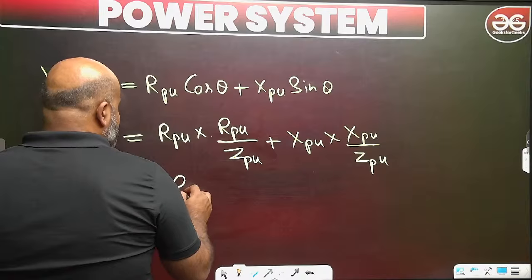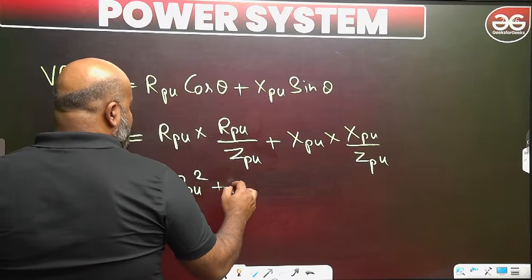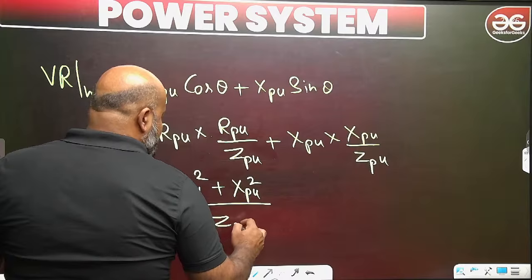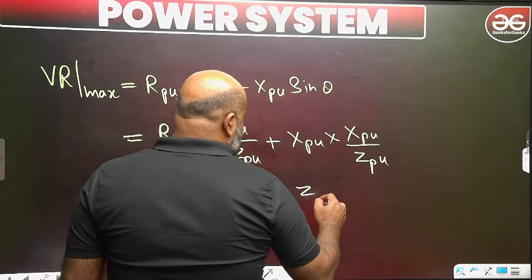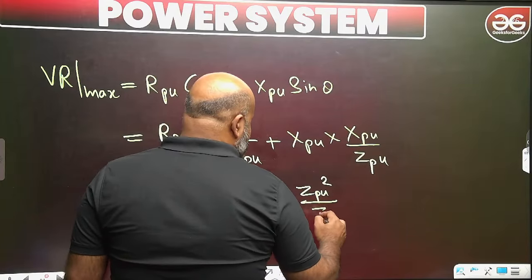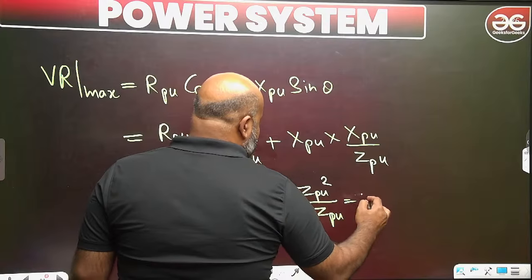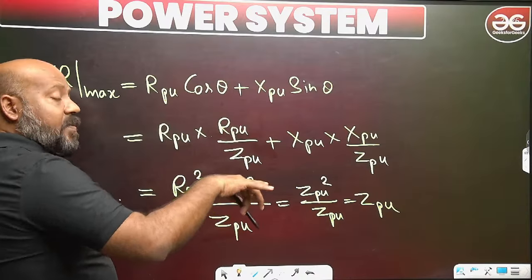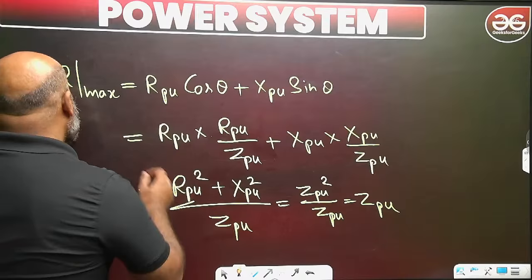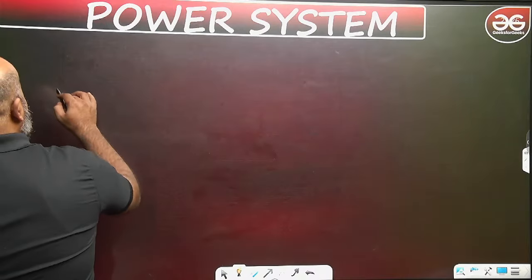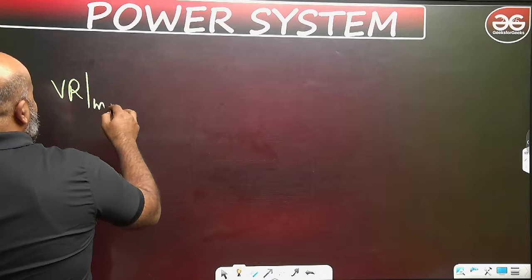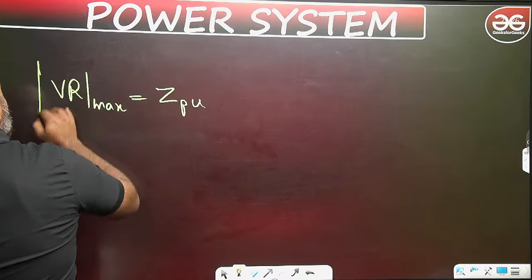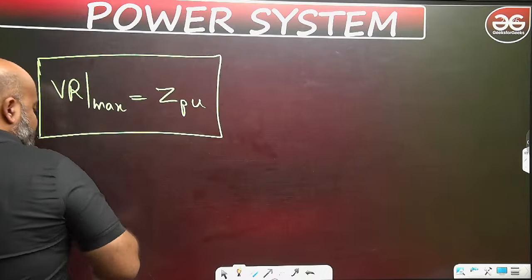If we simplify this, R per unit square plus X per unit square divided by Z per unit, this is Z per unit square and this is Z per unit, so it becomes Z per unit. And this Z per unit is the per unit impedance of the line. So the maximum value of the voltage regulation is nothing but the per unit impedance of the line.